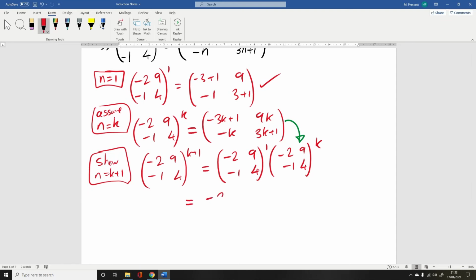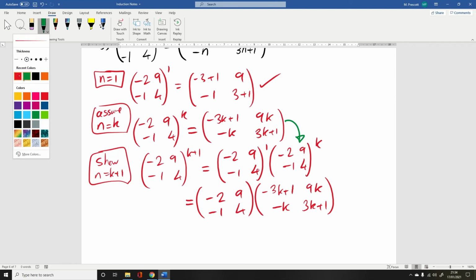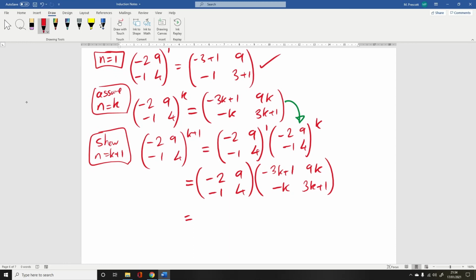So we can say, based on our assumption, that this is equal to minus 2, minus 1, 9, 4, times minus 3k plus 1, minus k, 9k, 3k plus 1. So we're then going to multiply across. We times this by minus 2, so that's going to go to 6k minus 2, and then minus 1 times minus k is plus k. So that's our top left. For our top right, we're going to do minus 2 times 9k, so minus 18k, plus 27k plus 9 from timesing that by 9. Bottom left, we're going to have 3k minus 1 minus 4k. Bottom right, we're going to have minus 9k plus 12k plus 4.